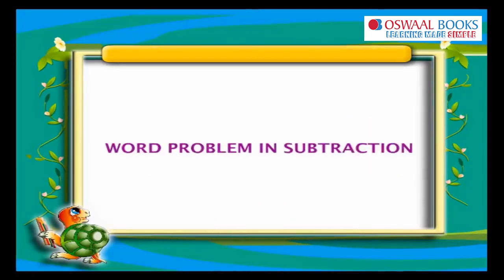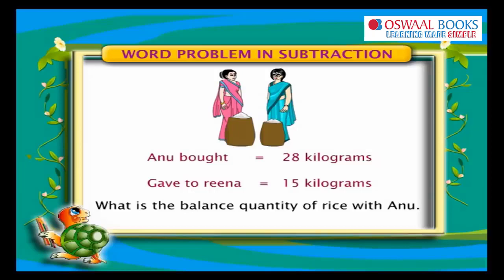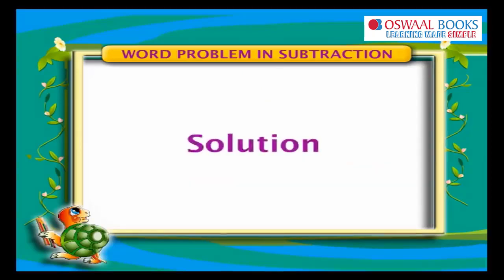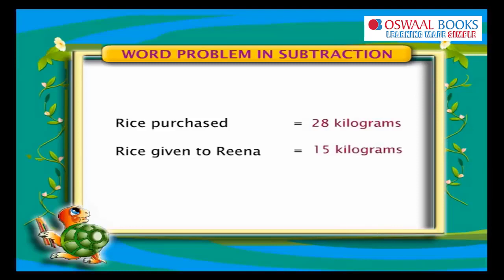Word problem in subtraction. Anu bought 28 kilograms of rice. She gave Reena 15 kilograms of rice. What is the balance quantity of rice with Anu? Solution. Rice purchased is equal to 28 kilograms. Rice given to Reena is equal to 15 kilograms. Subtract 1's column. 8 minus 5 is 3. Subtract 10's column. 2 minus 1 is 1. So, the balance quantity of rice with Anu is 13 kilograms.